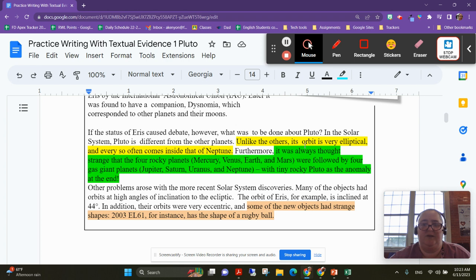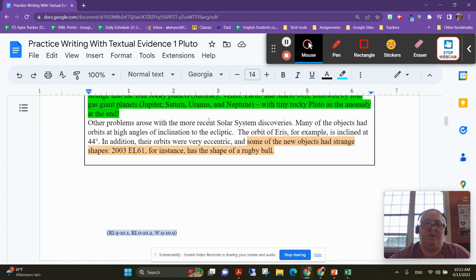In the solar system, Pluto is different than other planets. Unlike the others, its orbit is very elliptical and every so often comes inside that of Neptune. Furthermore, it was always thought strange that the 4 rocky planets were followed by 4 gas giant planets. I'm sorry, I didn't read those: Jupiter, Saturn, Uranus, and Neptune, with a rocky Pluto as an anomaly at the end. Other problems arose with the more recent solar system discoveries. Many of these objects had orbits at high angles of inclination to the ecliptic. The orbit of Eris, for example, is inclined to 44 degrees. In addition, their orbits were very eccentric.